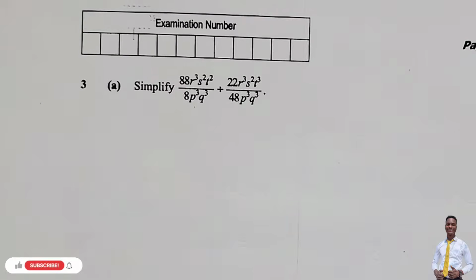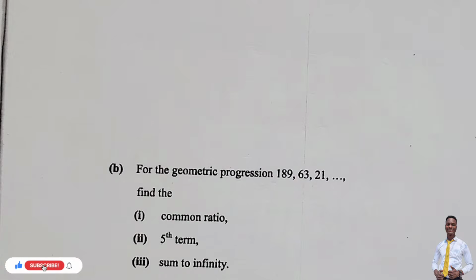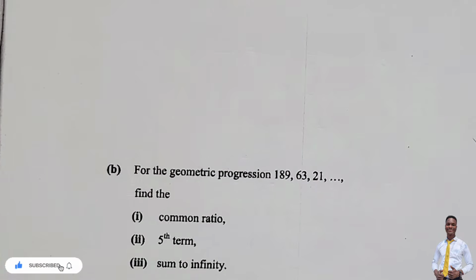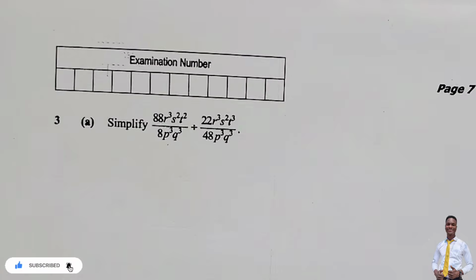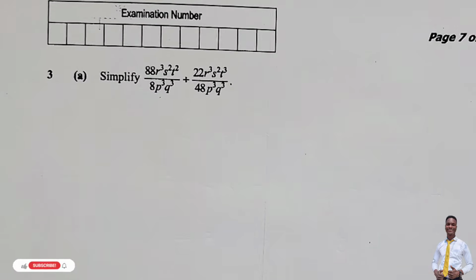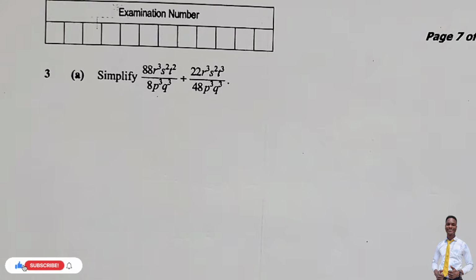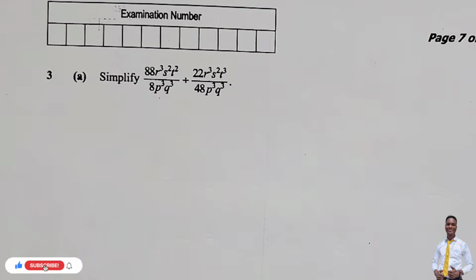Question 3a. So we have two questions here on question 3. We have the geometric progression question, and this algebraic question. By the way, geometric progression is under sequence and series. All right. So let's solve this algebraic question.